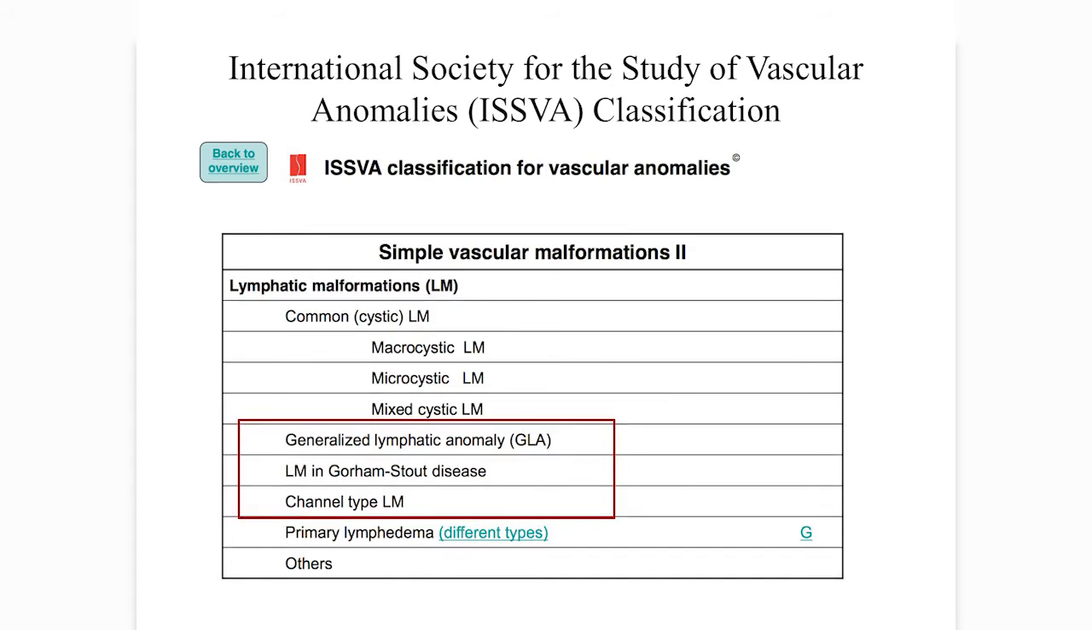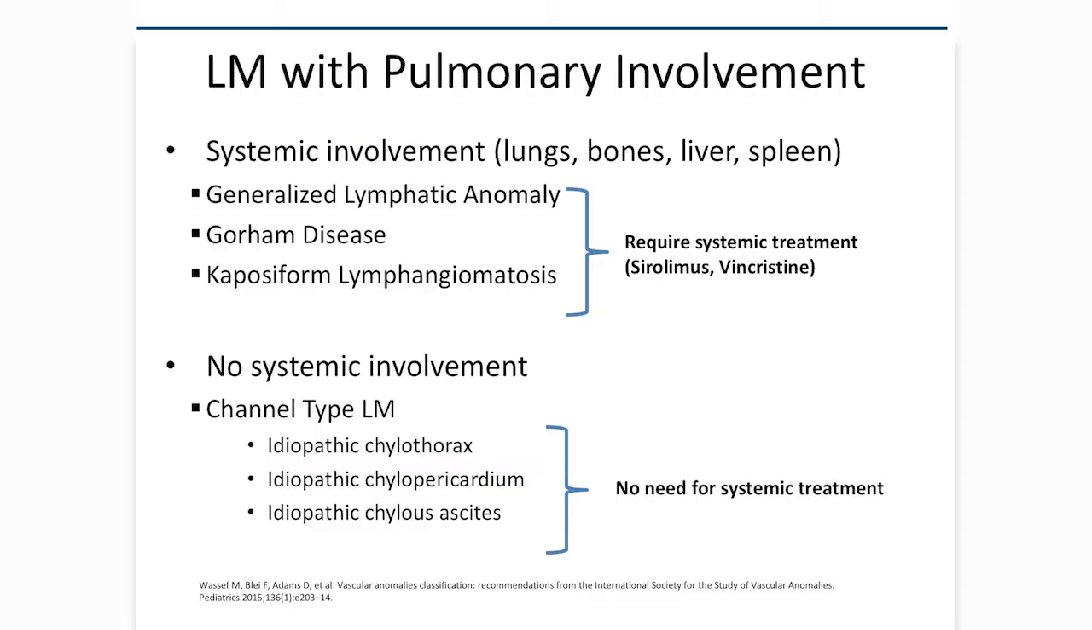Recently, we started to see more and more patients with lymphatic malformation, specifically 3 diagnoses: generalized lymphatic anomaly, Gorham-Stout disease, and Kaposi-form lymphangiomatosis, and of course channel type lymphatic malformation. So how are the lymphatic malformations with pulmonary involvement different than, let's say, channel disorders? They have a systemic involvement. There is usually involvement of the lung, bones, liver, spleen. Channel disorders have isolated pulmonary lymphatic perfusion most of the time.